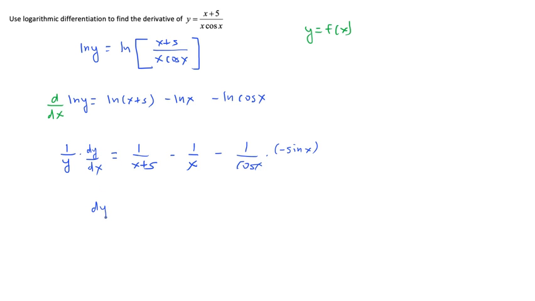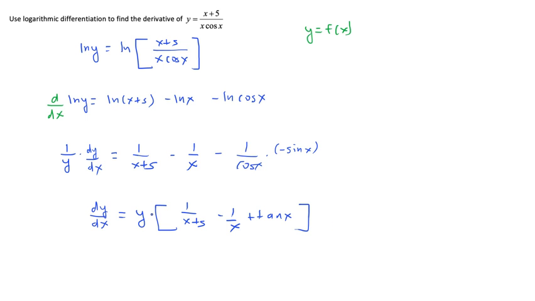In order to solve for dy/dx, we need to multiply both sides by y, because we don't want it on the left side. So we're going to multiply both sides by y to cancel it out. On the left, it's going to pop over to the right side. What do we get? 1 over x plus 5 minus 1 over x. Once again, this becomes a plus, and sine over cosine is tangent, plus tangent of x.